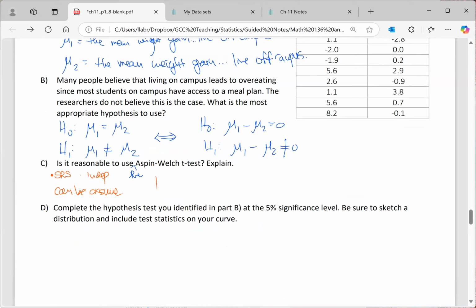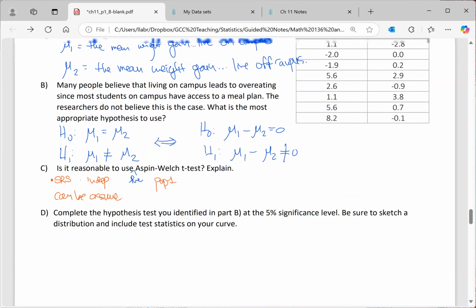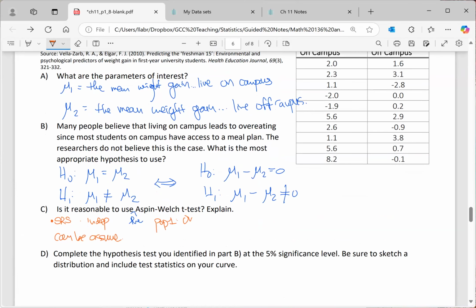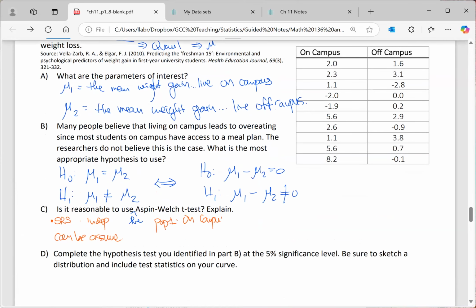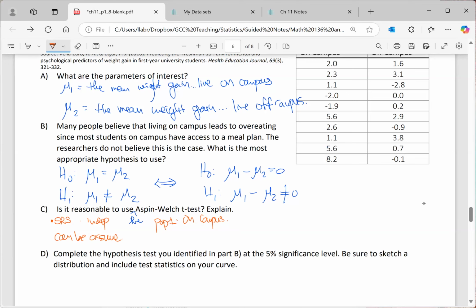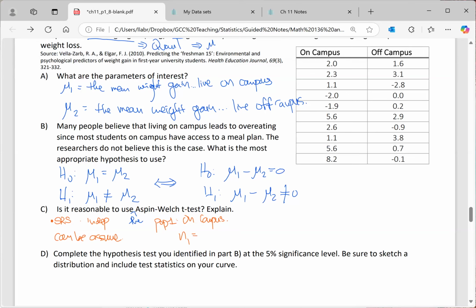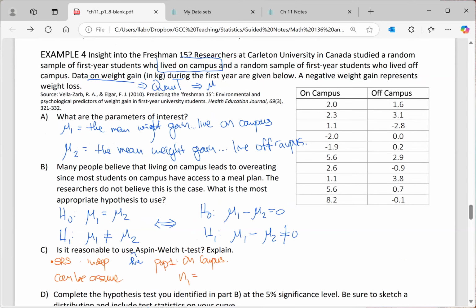So let's look at population 1. So population 1 is living on campus. So is my sample size big enough? So let's see, what is my current sample size? Uh-oh. So this is not that big a sample. You see, here's individual 1, 2, 3, 4, 5, 6, 7, 8, 9, and 10. So we have a simple random sample of 10 students who live on campus. That's clearly not big enough.